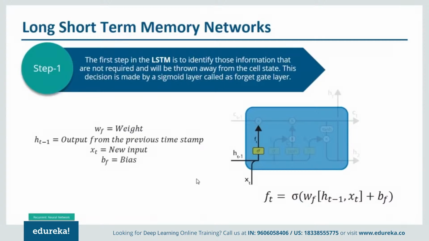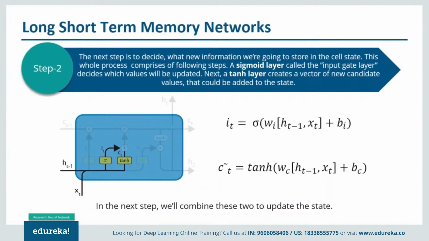Now let us see what happens in the next step. The next step is to decide what information we are going to store. In the previous step, we decided what information we are going to keep, but here we are going to decide what new information we are going to store in the cell state. Now this has two parts. First, a sigmoid layer, which is also known as the input gate layer, decides which values we'll update. Alright, so what values we need to update. Then there's also a tanh layer that creates a vector of candidate values, c bar of t, that will be added to the state later on.